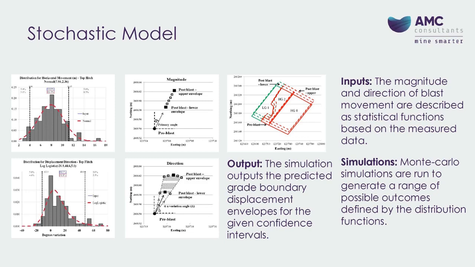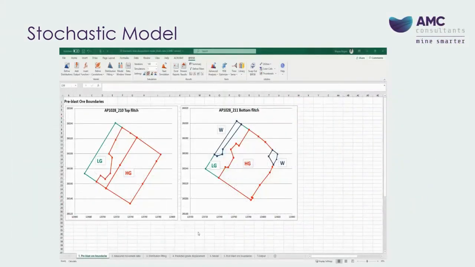So you can specify you want an 80% confidence interval, and it will give you the predicted blast movement within that 80% confidence interval. A bit confusing now, I know, but on the next slide I'm going to run the actual example of the stochastic model to break it down step by step.